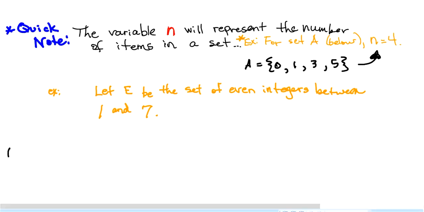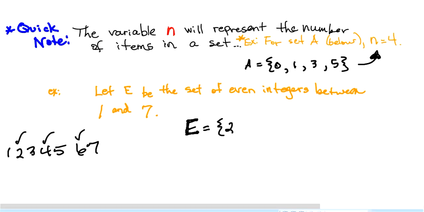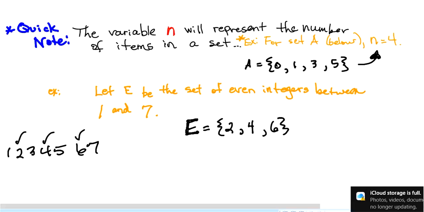Okay, let E be the set of even integers between 1 and 7. Let's think about it. We have 1, 2, 3, 4, 5, 6, 7. If you need to visualize, go for it. Even numbers are here. So that would be the set E. Capital letters are going to generally represent sets, data sets, or collections, or something called a random variable, which is a list of values. We'll get to that soon enough. So we have 2, 4, and 6 here. Now what is n? n is, in this case, 3. So for this one, n is equal to 3.